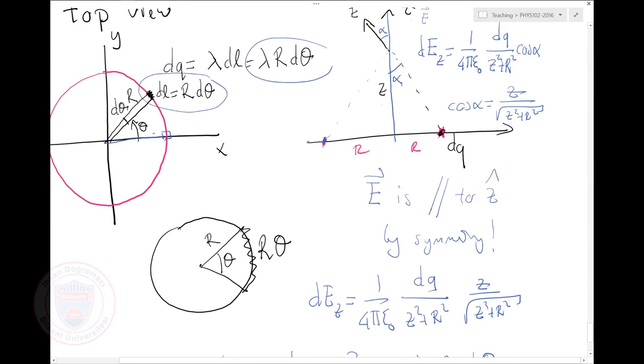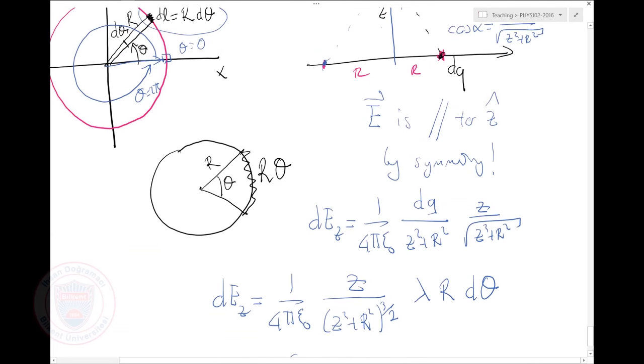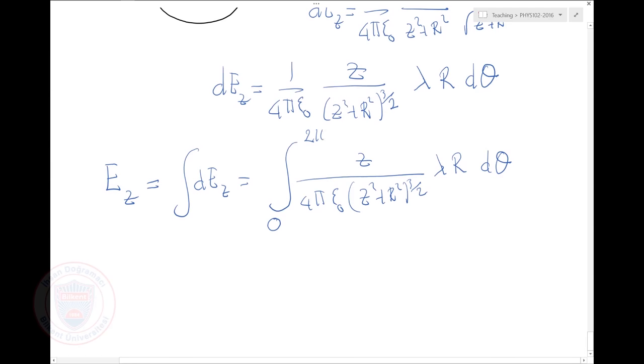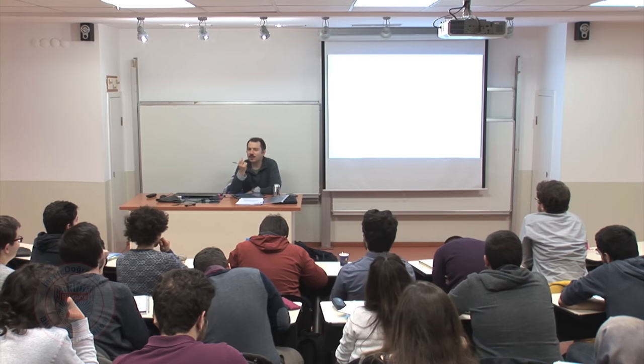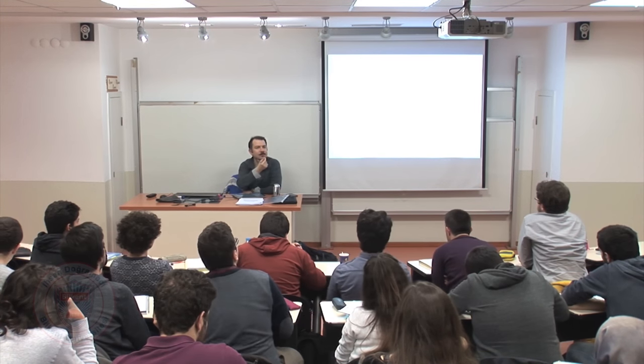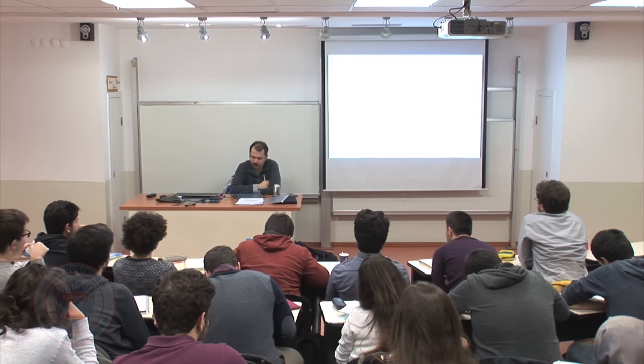Where would I start integrating from? Well, I'll choose to integrate from angle theta equals 0, and I'll go all through the circle, to theta equals 2 pi. So my integration limits must go from 0 to 2 pi. All right? Did I cover all small pieces? Yes, I did.